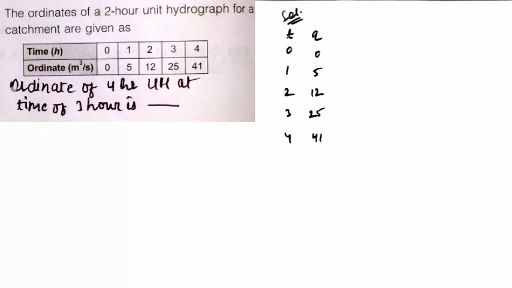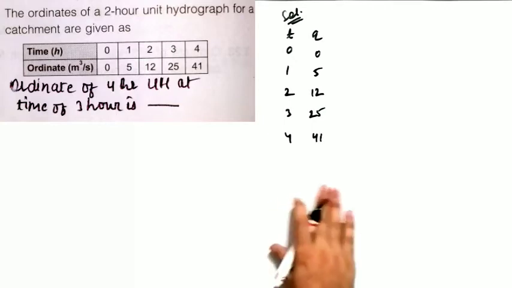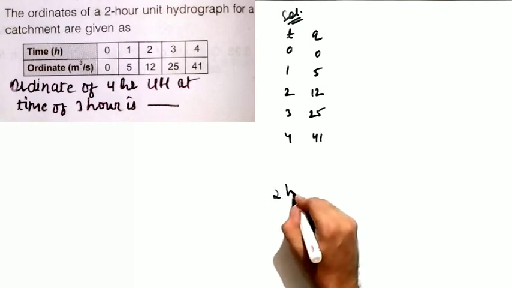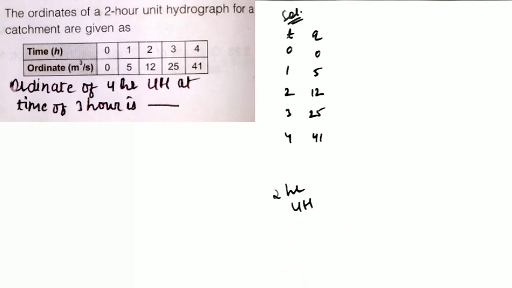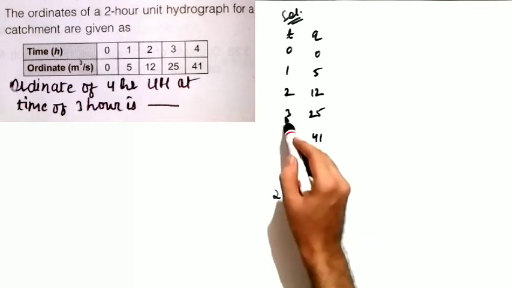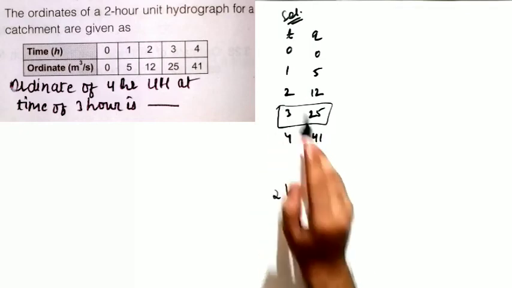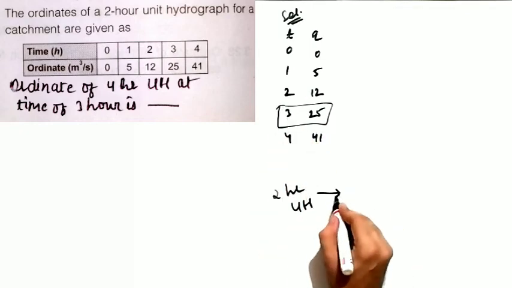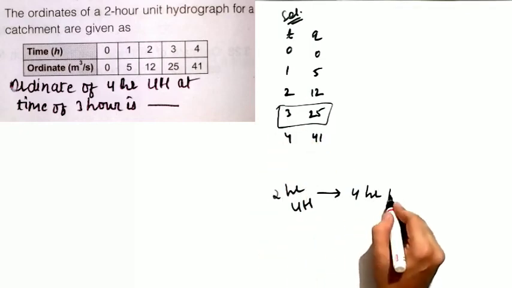The next question was asked in 2017 in set number 1. The question says that the ordinates of a 2-hour unit hydrograph are given as, I have already mentioned, these are the ordinates for a 2-hour unit hydrograph. Now the question asks the ordinate of a 4-hour unit hydrograph for this catchment at the time of 3 hours. So this ordinate is asked, and you have to convert a 2-hour unit hydrograph to a 4-hour unit hydrograph.